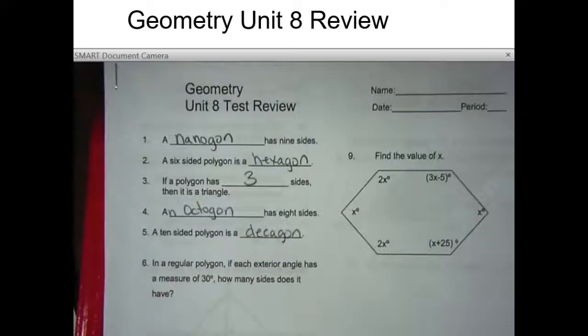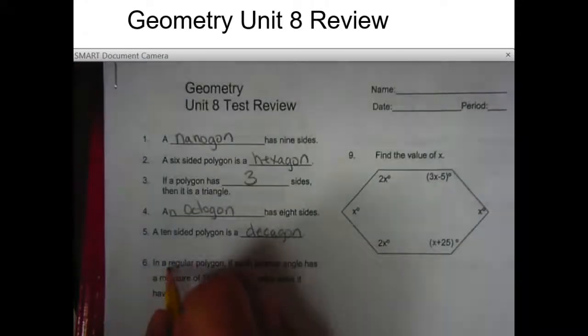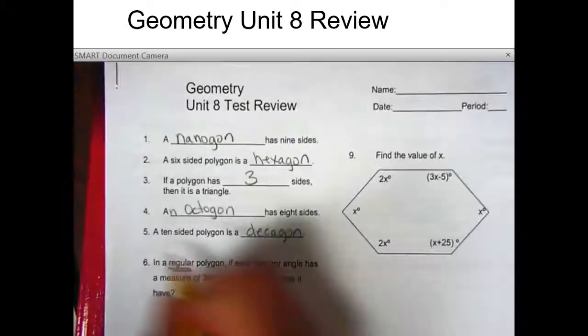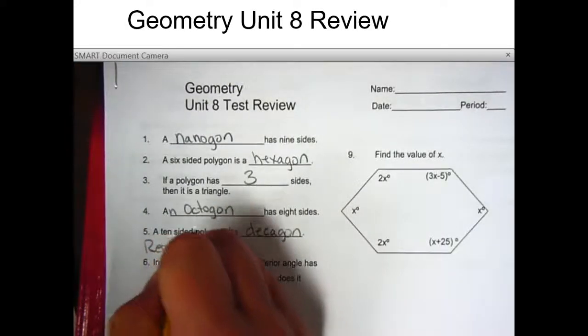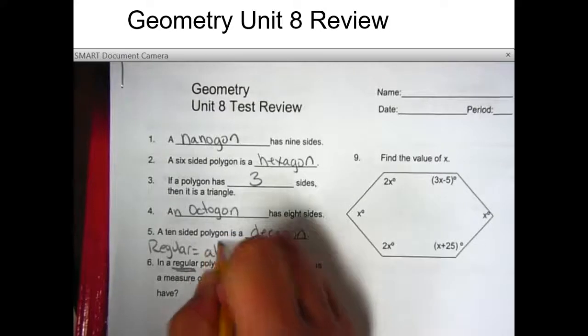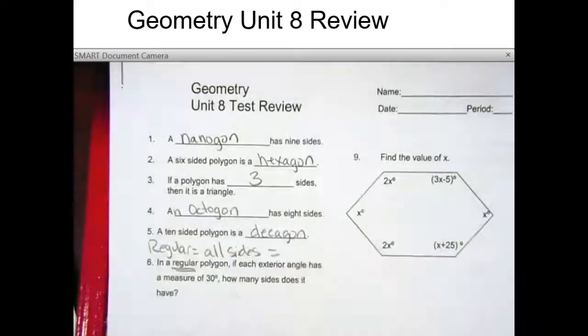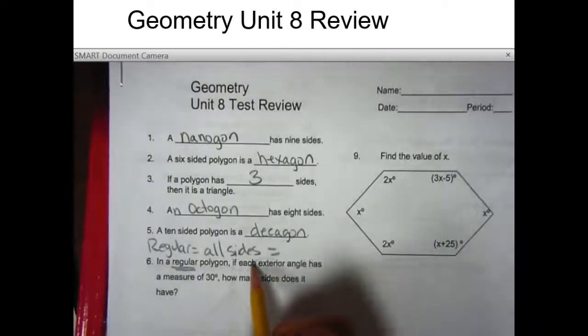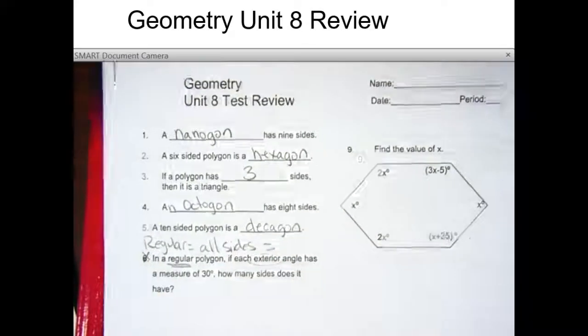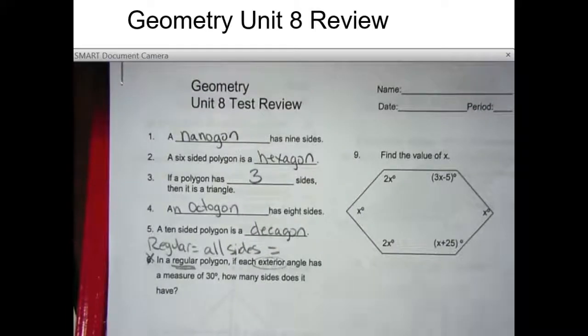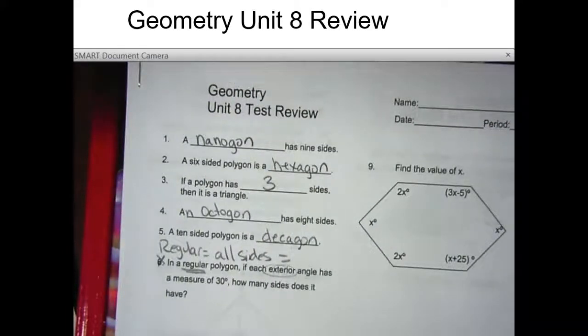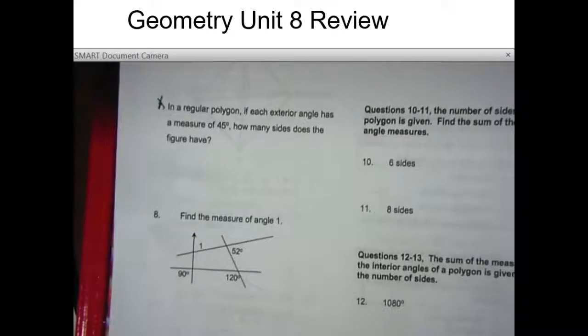In a regular polygon, the word regular means all sides are equal, okay? And this question is about exterior angles, and there'll be no exterior angle questions on your test. We did do those, and I do want you to know them, but we're not going to review them right now. Number 7 is also an exterior angle question that we're not going to work with. Number 8.